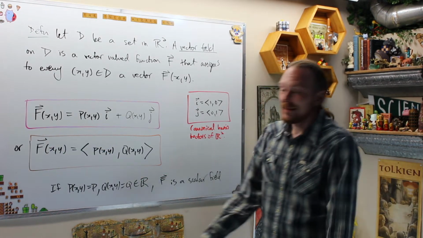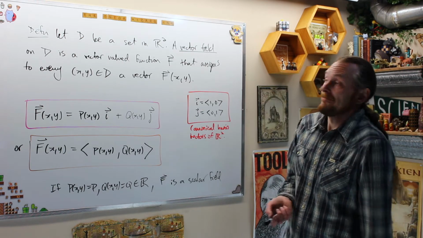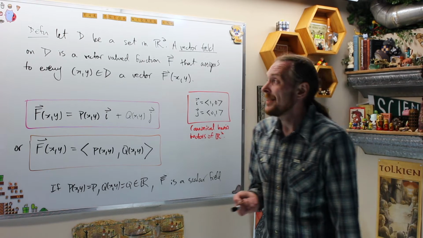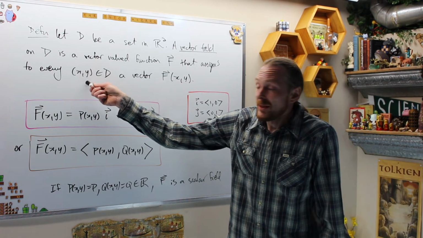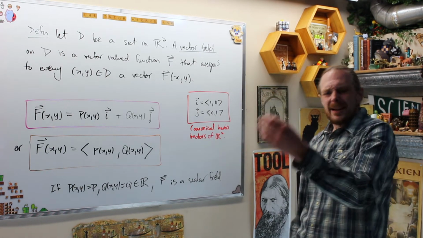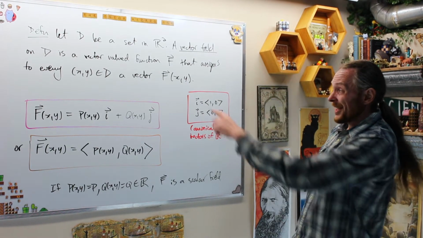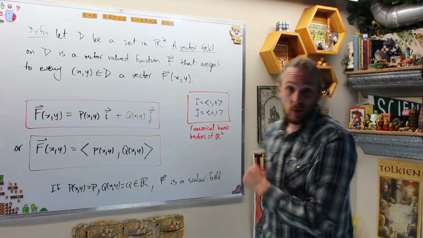The mathematical definition of a vector field is, first of all, we consider a subset D of the plane R2. A vector field on D is a vector valued function F which assigns to every point (x, y) in D not a number z, like a function of two variables, but now it's a vector valued function of two variables, and it assigns a vector, capital F of (x, y), to every point (x, y).